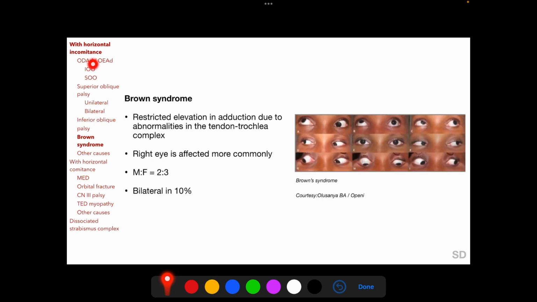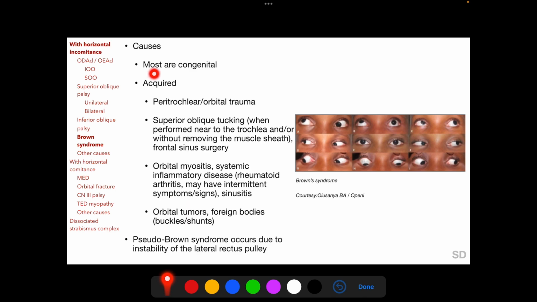So after discussing overactions and palsies of the oblique muscles, we now come to restriction of oblique muscles. In Brown syndrome, there is restricted elevation in adduction due to abnormalities in the tendon trochlea complex. Brown syndrome affects the right eye more commonly than the left eye, and females are more commonly affected than males. Brown syndrome can be bilateral in 10% of patients. Most cases of Brown syndrome are congenital.